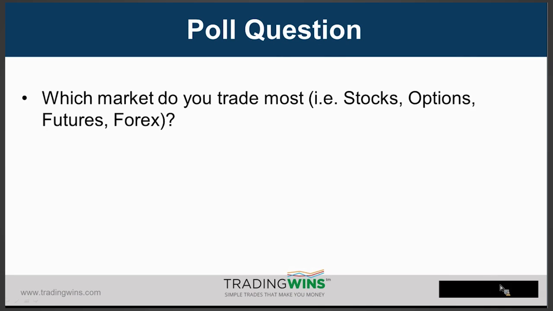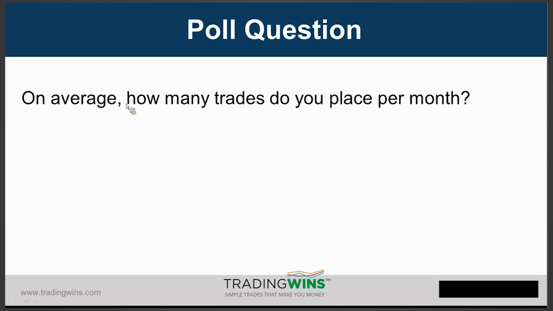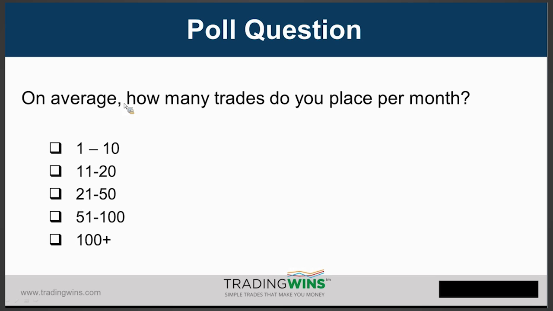Okay, great. We see quite a mix, actually. A few options, stocks, futures. I'd say mostly stocks and options, though. That's great. Thank you very much. And just one more question before we get started. On average, how many trades do you place per month? Is it 1 to 10, 11 to 20, or are you very active? 51 to 100, 100 plus. Please, again, take a few seconds and type that into your chat for me.